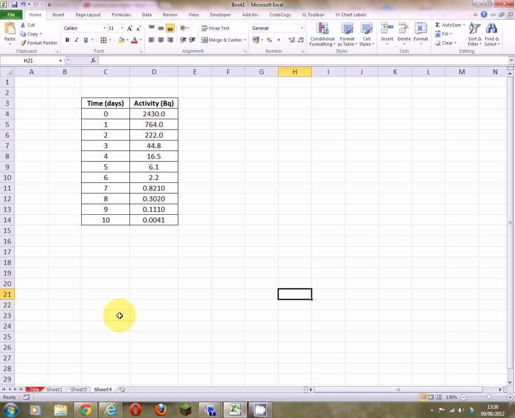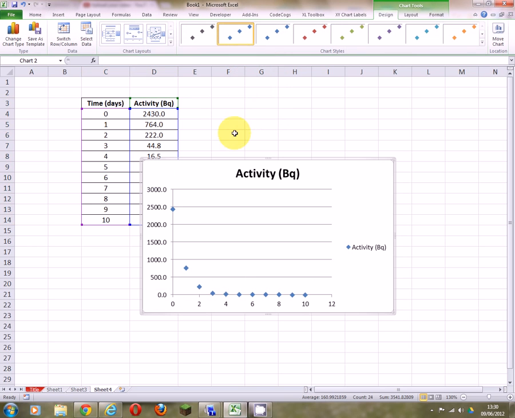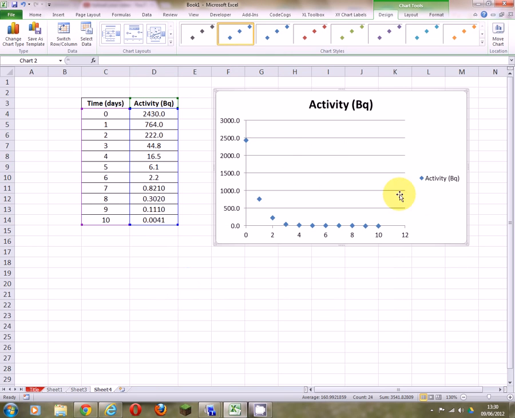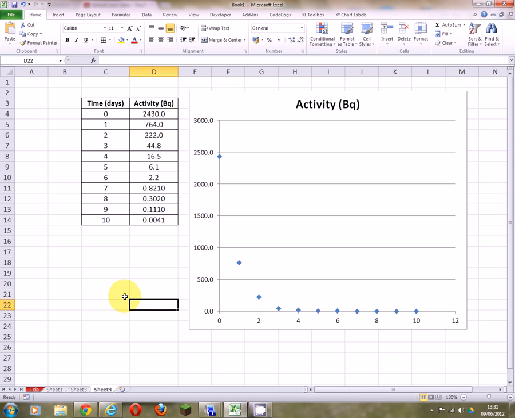Now we're going to look at the activity of a radioactive sample as measured once per day over a series of 10 days. So we're going to draw out the data, insert, scatter graph, just the points, and it will draw a chart that looks like that. Tidy it up as always, remove the legend, and I'll make this one a little bit bigger. Okay, so we've got something that looks kind of, well, it's not a straight line, is it?